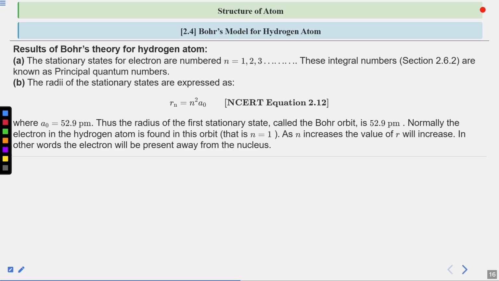Suppose you want to calculate the radius of the first orbit. For the first orbit, n will be equal to 1. If you put the value of n as 1, and the a naught value is fixed, it will always be taken as 52.9 picometer. Remember this value. Put this 52.9 here, take n equals 1, then the radius of the first orbit will be 52.9 picometer. Then if I ask you the radius of the second orbit, just take n as 2, then 2 square, that is 4, multiplied by the a naught value, again 52.9, and you will get the radius of the second orbit, and so on. I guess it is clear to all of you.